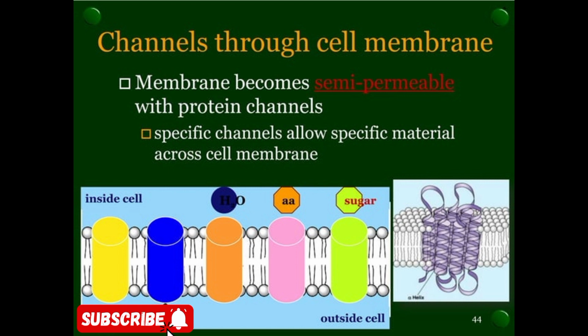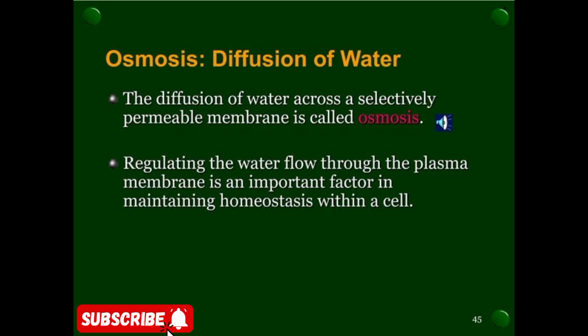Channels through the cell membrane. The membrane becomes semi-permeable with protein channels. A specific channel allows specific material across a cell membrane. Osmosis: as I have told, osmosis can be defined as the transport of material from a region of higher concentration to a region of lower concentration through a selectively permeable membrane.